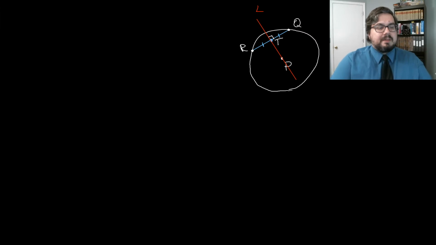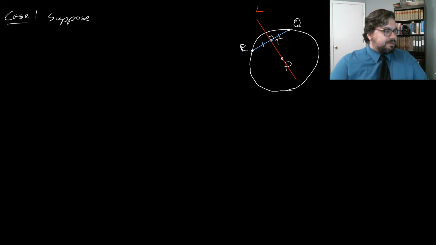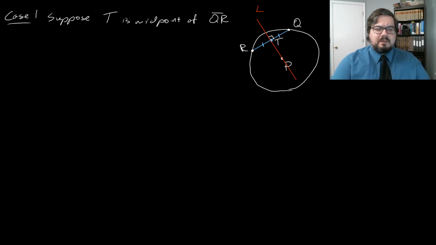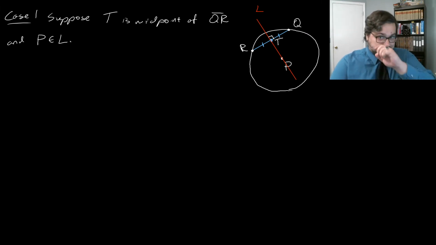Okay, so case one. Let's suppose that T is the midpoint of the segment QR and that P belongs to L. So let's suppose that we don't know that the line L is perpendicular to the line QR, and let's prove that.